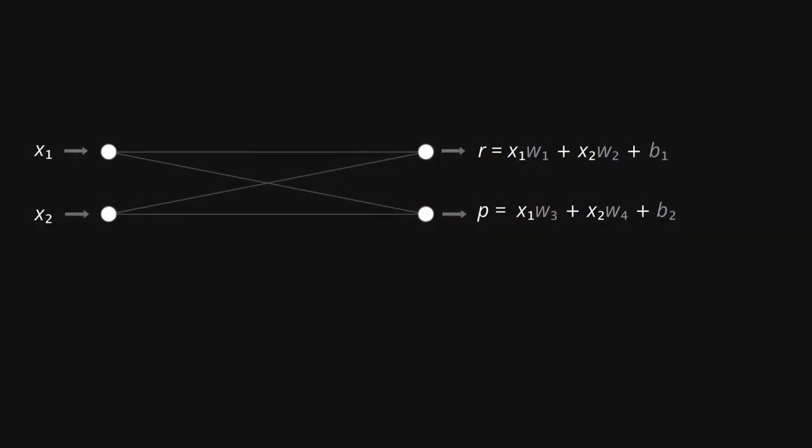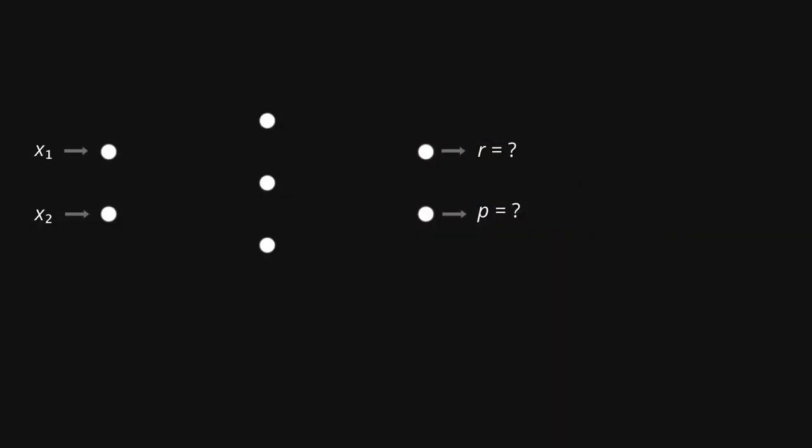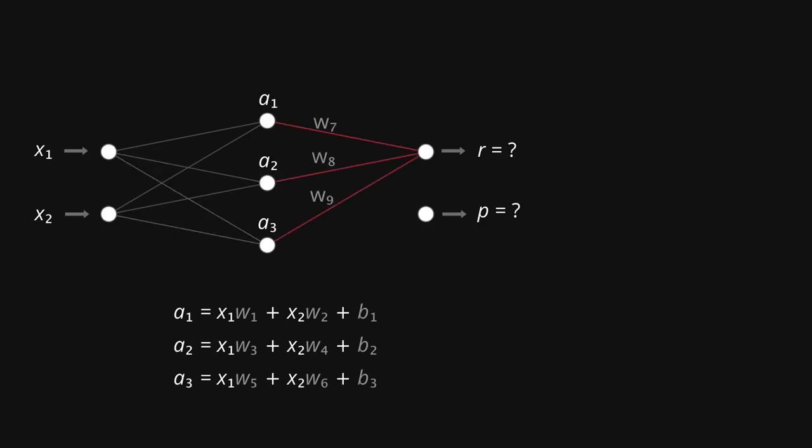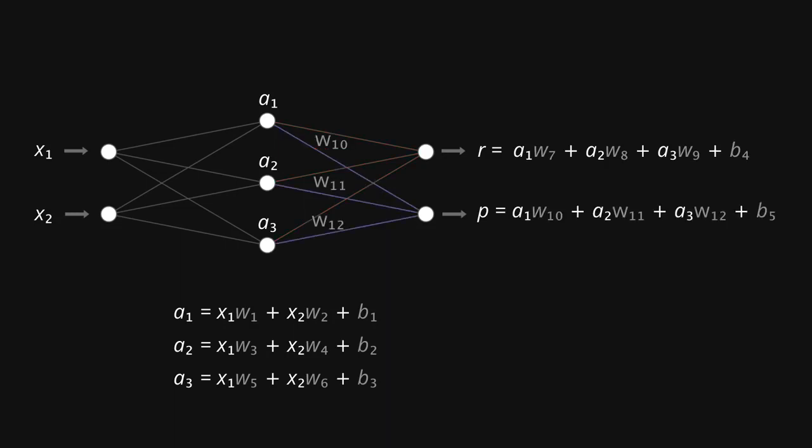So returning to our design, let's insert a new layer called the hidden layer. We can connect the first hidden neuron to the input layer to get a value which I'll call A1 equal to x1 times W1 plus x2 times W2 plus B1, which is of course our old red output value. We can do the same thing for the remaining two hidden neurons to get A2 and A3. Next, we'll connect the first output neuron to the hidden layer, and this will give us an output of A1 times W7 plus A2 times W8 plus A3 times W9 plus B4, and we'll do the same thing for the second output neuron as well.